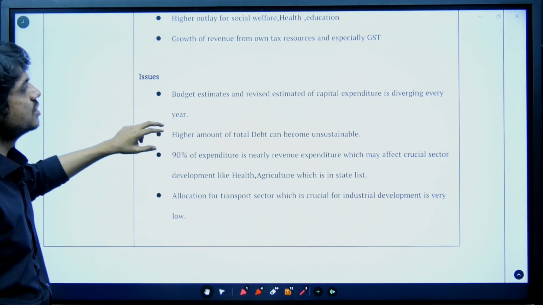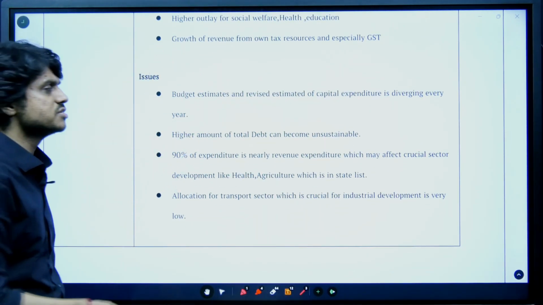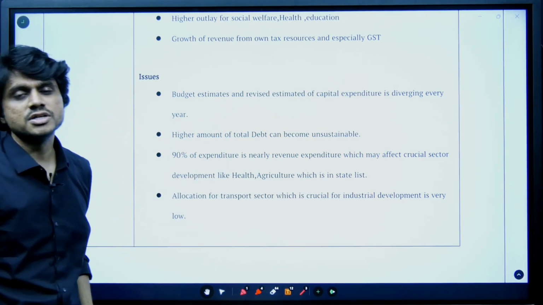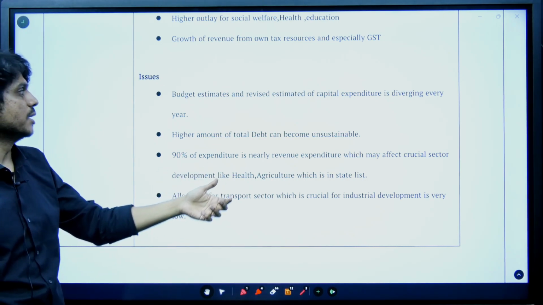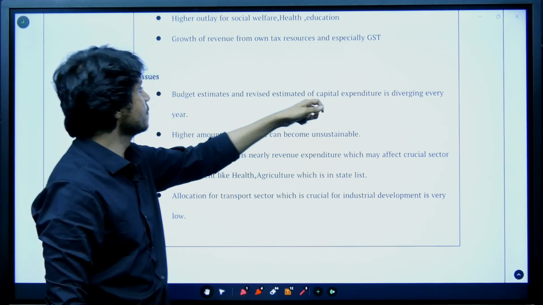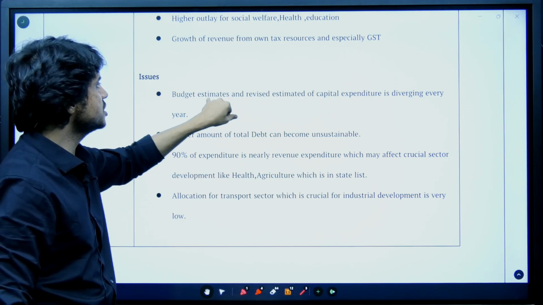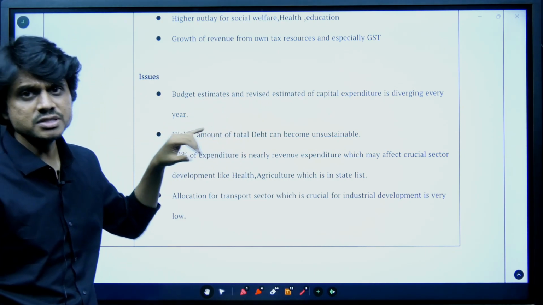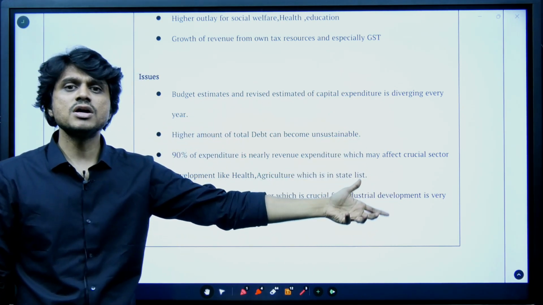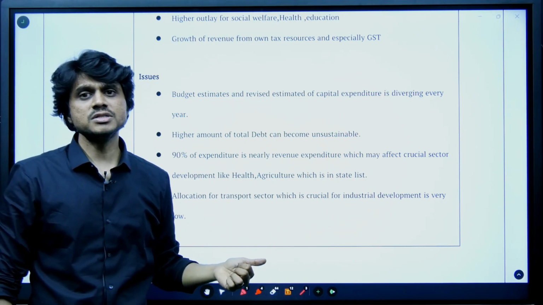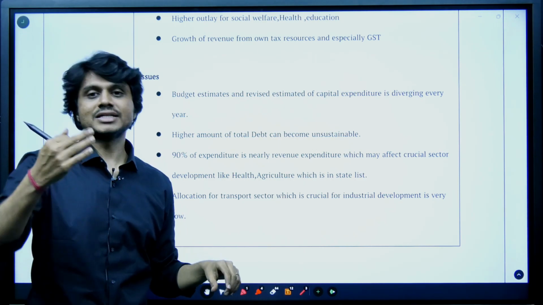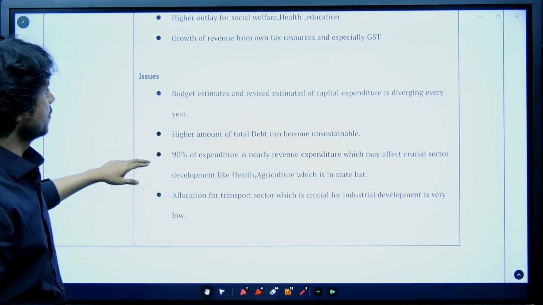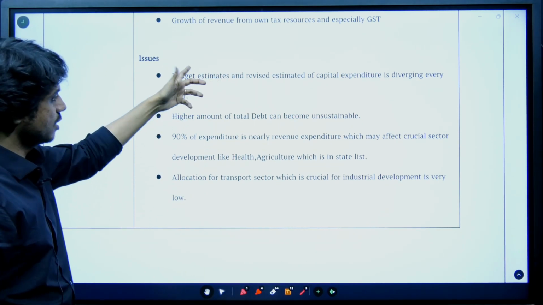Then we can also see that there is a higher amount of divergence between what capital expenditure they have mentioned in the budget and what they will actually spend. That is called the revised estimates. Okay, there will be a discrepancy between the revised estimates and the budget estimates. Budget estimates means for the upcoming year, what would be my expenditure. Revised estimates means what they actually spent. Okay, that will come next year. So those are the basic things, the static part.